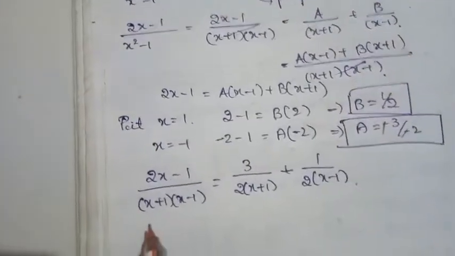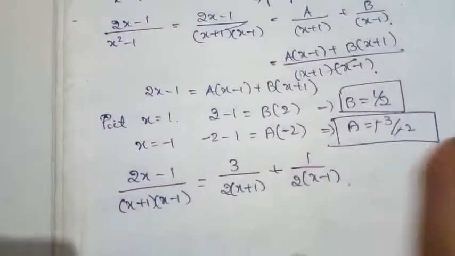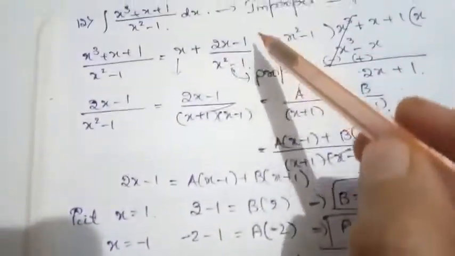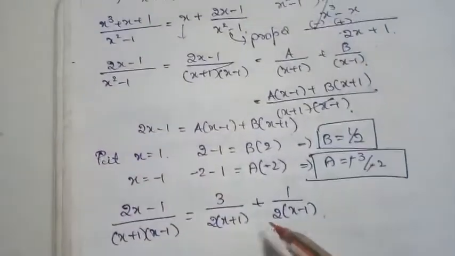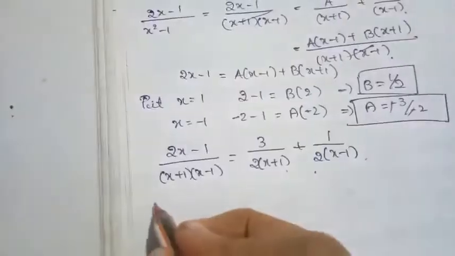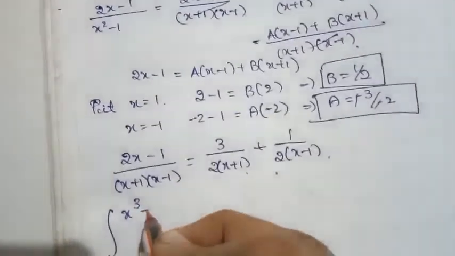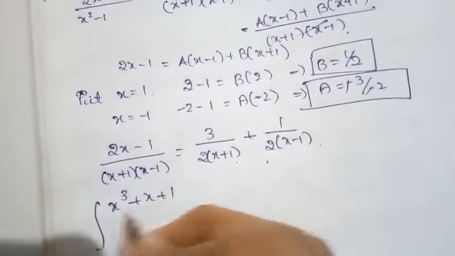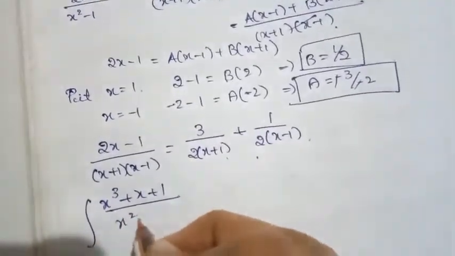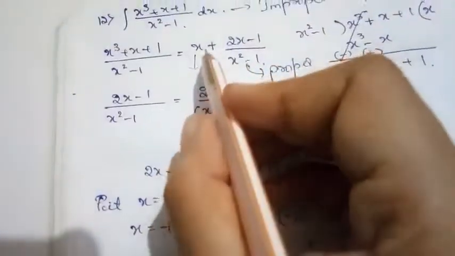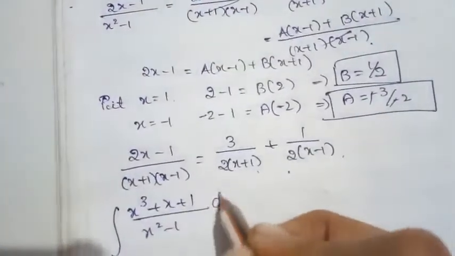Now integrate. Integrating, we can do it together. So we got this 2x minus 1, this proper fraction, equal to this one. Now substitute all these things here. What is required? We are given the question x cube plus x plus 1 divided by x square minus 1, and we got this one as equal to this. So integrating means with respect to x.